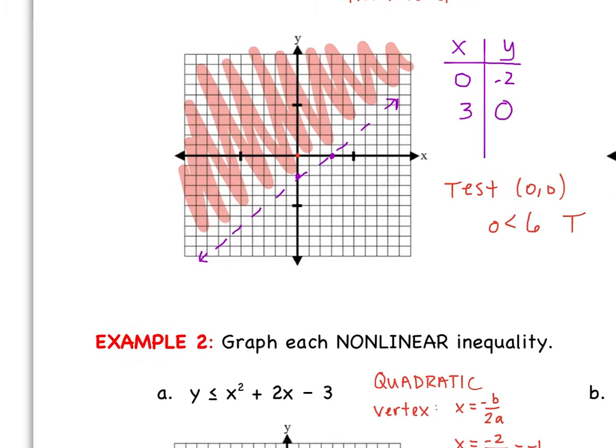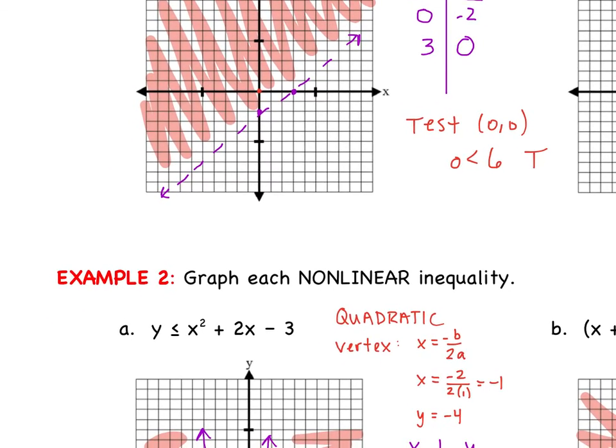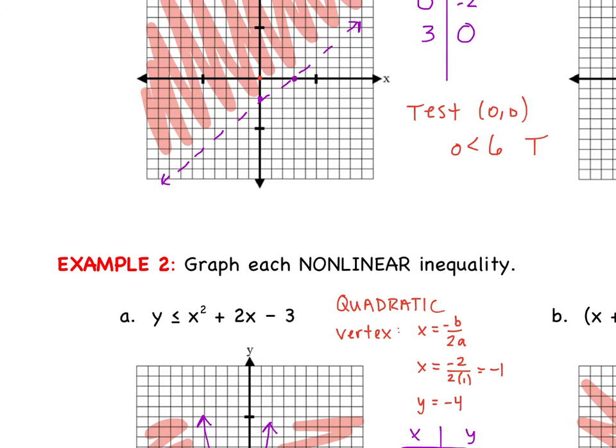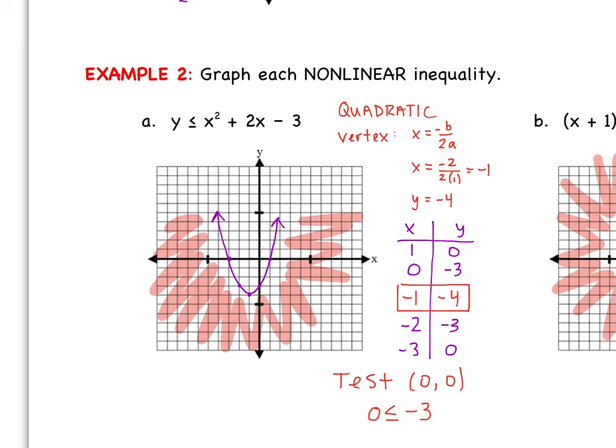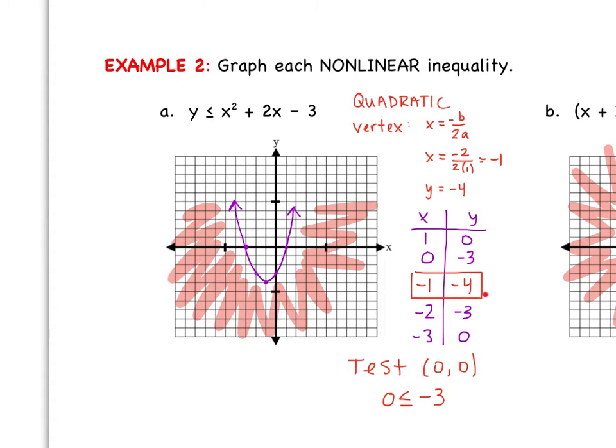Hopefully you can remember that to get the x value of our vertex, we do opposite of b over 2a. Plugging into that, opposite of b is negative 2 over 2 times our a value of 1. When we clean that up, we get negative 1. To get the y value of our vertex, we simply plug negative 1 into x and solve for y, not worrying about the inequality aspect. When you do this correctly, you should get y to be negative 4. Please verify this.